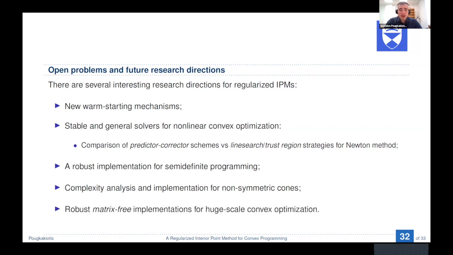Finally, and I believe this is the hardest and most important open problem, is the creation of a robust and matrix-free implementation of regularized IPM for huge-scale convex optimization. I believe this has a lot of significant applications, but of course, it is an extremely difficult problem. Every time I try to touch it, I always run into issues, but a general matrix-free IPM solver would be a very important breakthrough. So this is it for me.